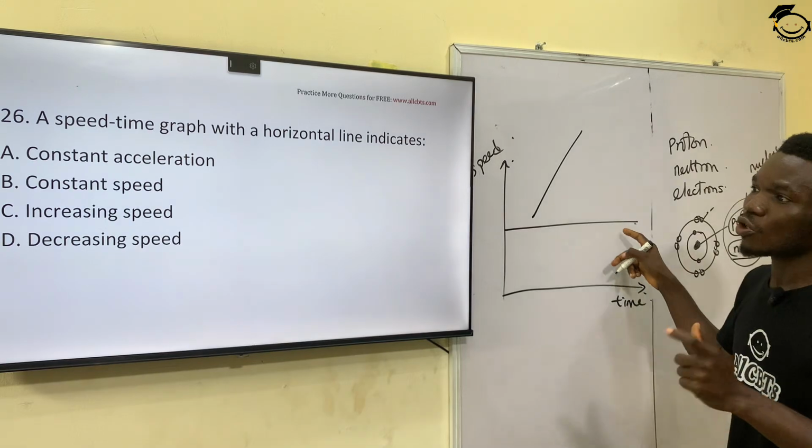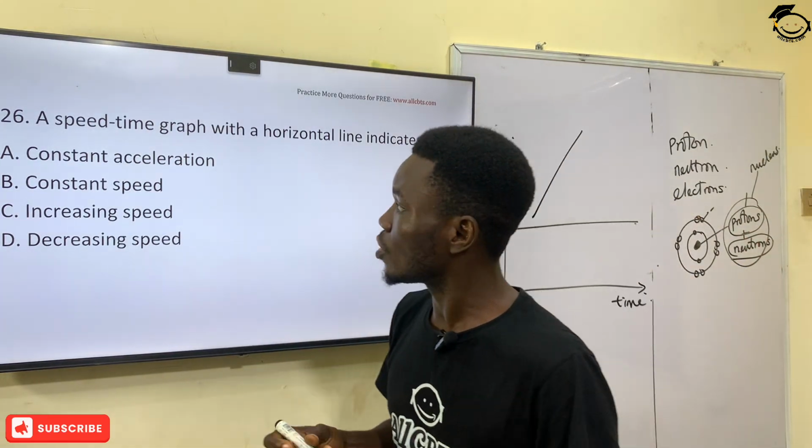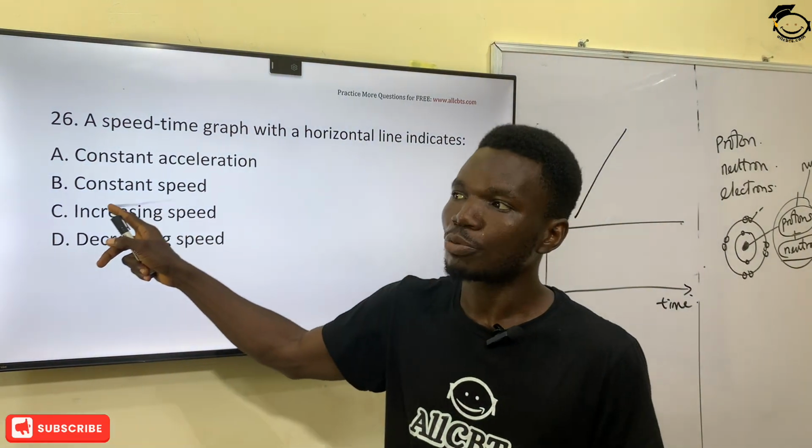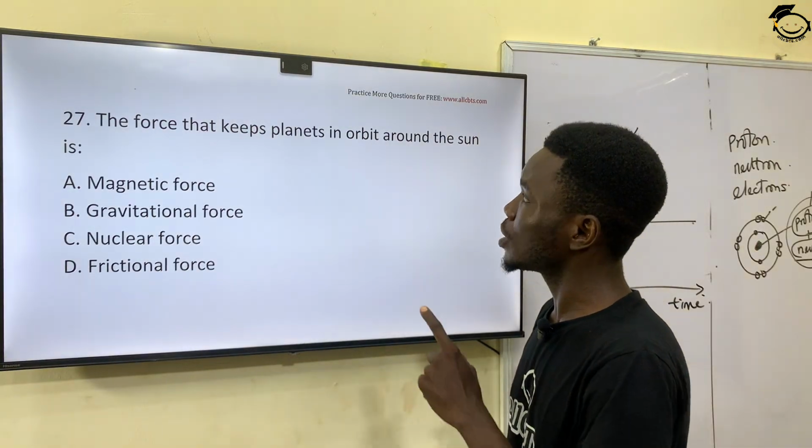Moving horizontally, so automatically it's a constant speed graph. So the correct answer to this question is constant speed, which is option B. So that takes us to the next question, which is question number 27.